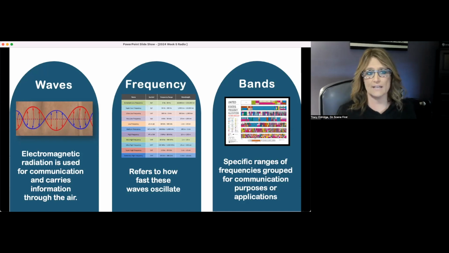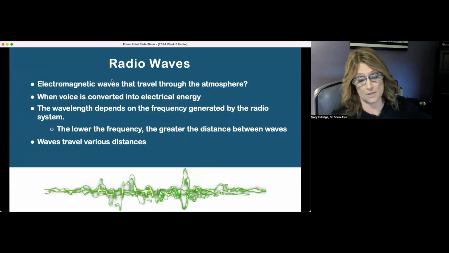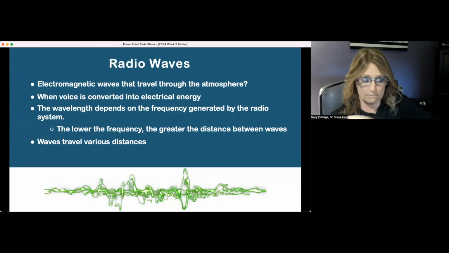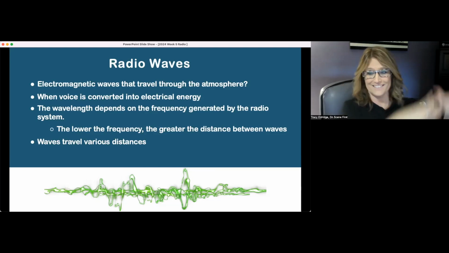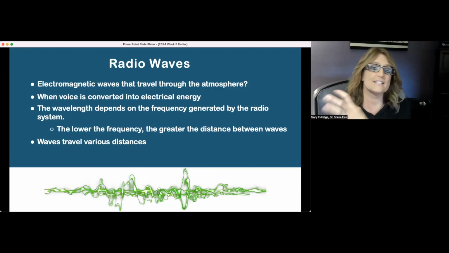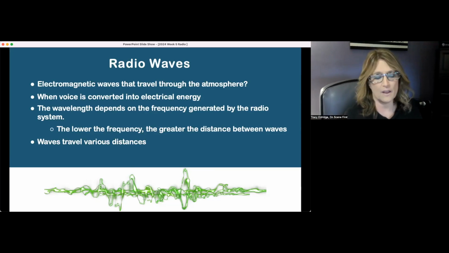So we're going to break down each one of these, but they're the main components that we will need to focus on as far as radio communications go. So the radio waves themselves are electromagnetic waves that travel through the atmosphere, which we just said. It's when voice is converted into electrical energy. So it starts off one way, goes through the air, and then when it reaches its destination, it is turned back into the audio which we hear on the other side of the radio.